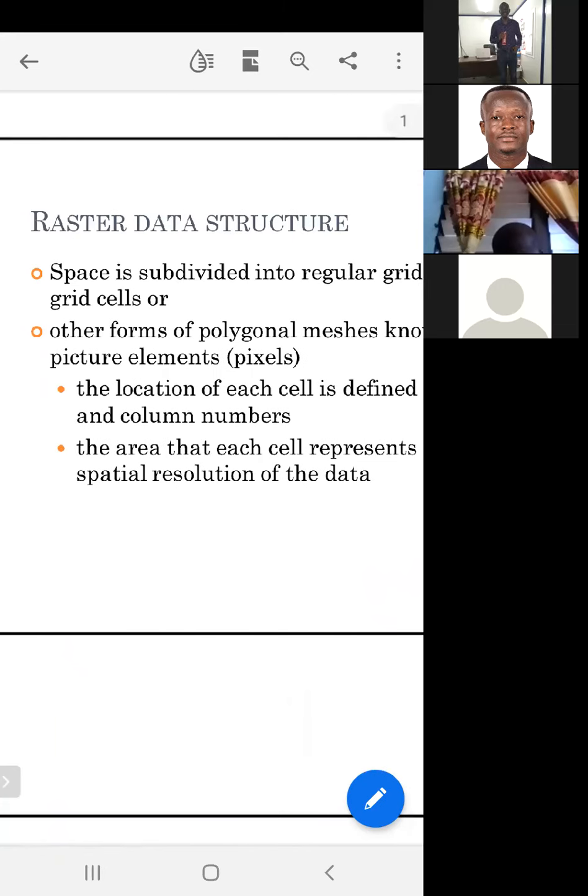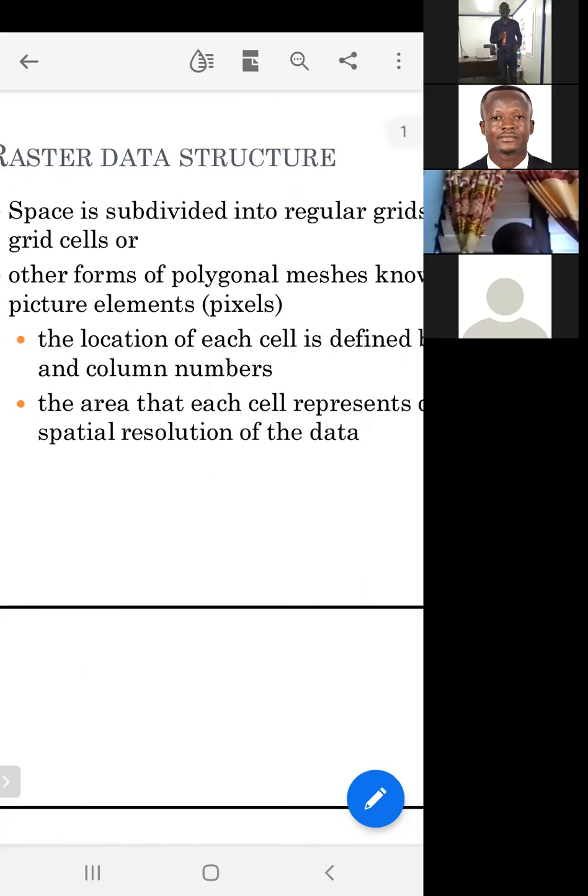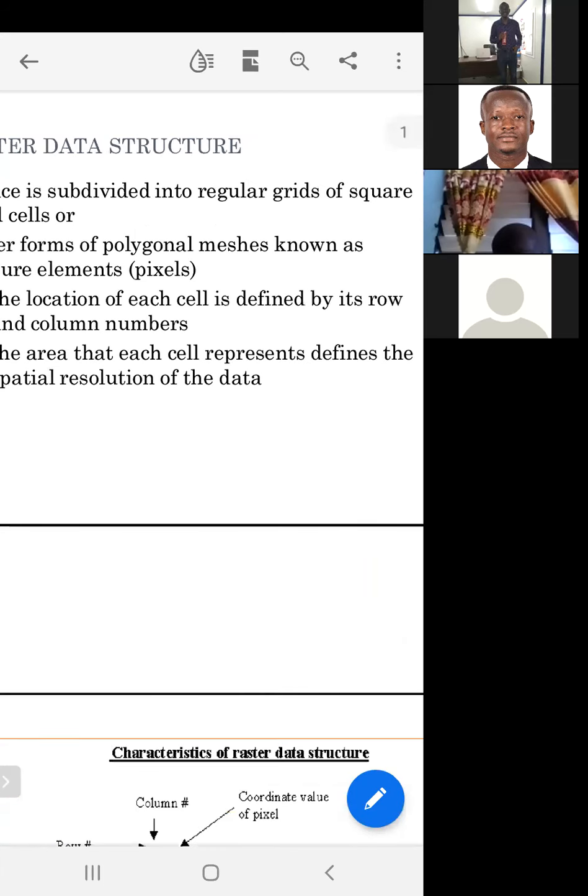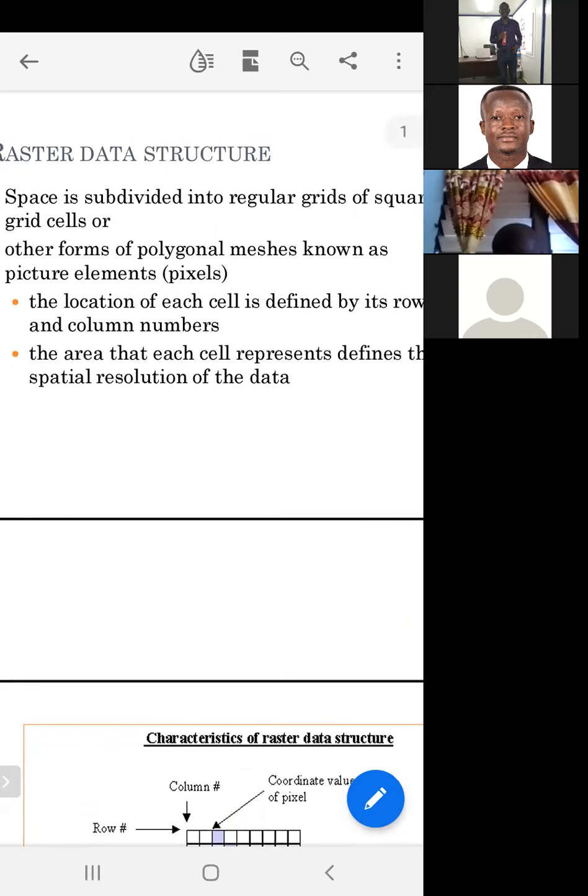You will later find out that the vector data structure or data model is a bit different. It doesn't work that way. So let's take note of what is unique about this one. It says the area that each cell represents defines the spatial resolution of the data. In other words, the cells are indicative of how fine our image is, the image that has been captured.